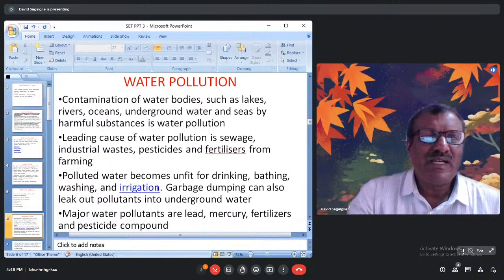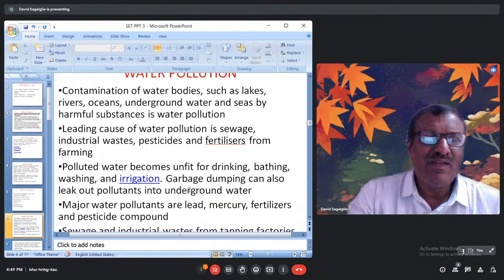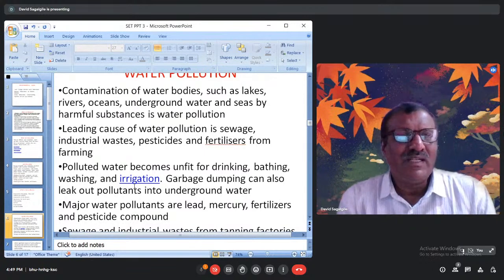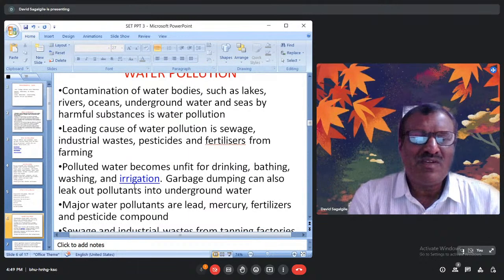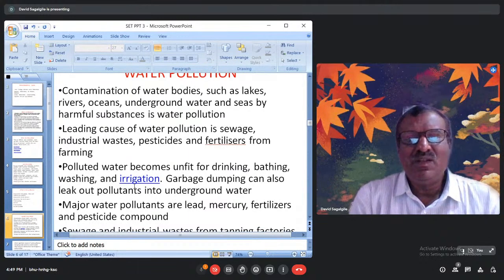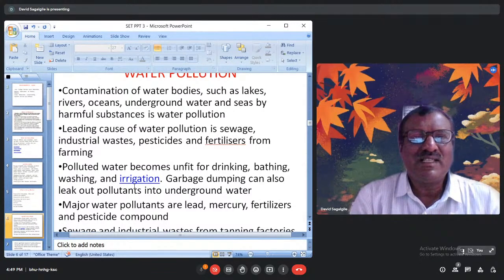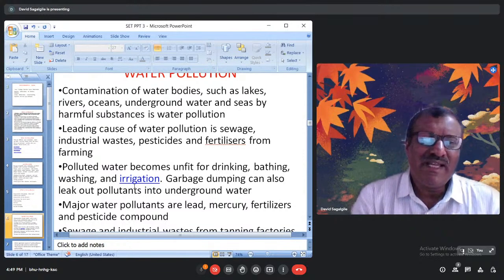Polluted water becomes unfit for drinking, bathing, washing, and irrigation. Now, once the water gets polluted, it is good for nothing. It is not good for drinking, because if we consume that water, a lot of sicknesses and diseases will pass on. It is not good for bathing because it will cause skin allergies, nor is it good for washing clothes, nor is it good for agriculture.